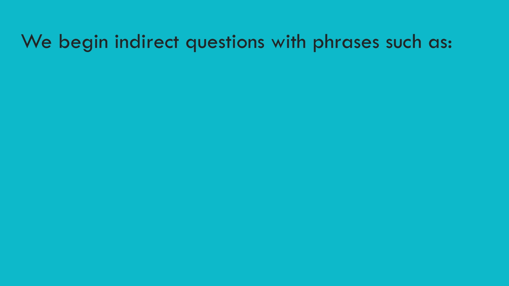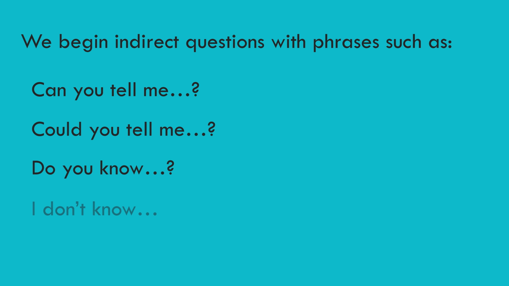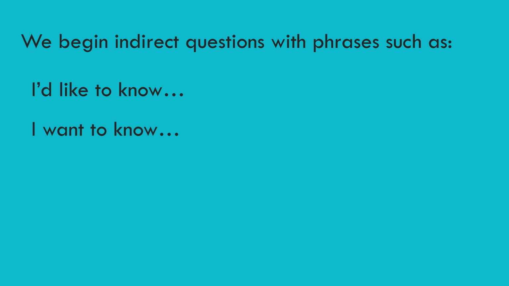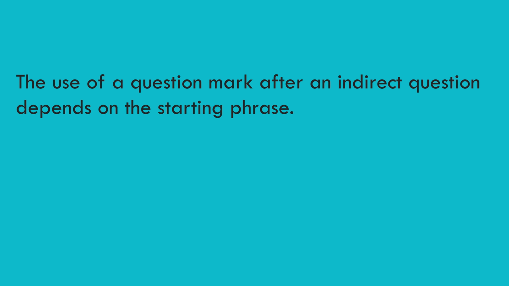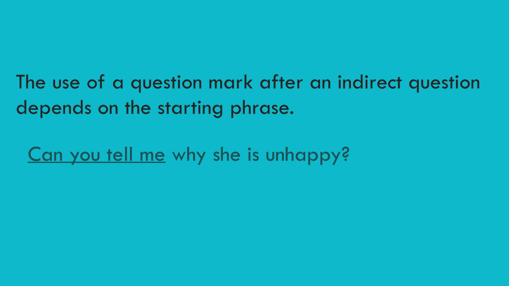We begin indirect questions with phrases such as, can you tell me? Could you tell me? Do you know? I don't know. I wonder. I'd like to know. I want to know. The use of a question mark after an indirect question depends on the starting phrase. Can you tell me why she is unhappy? I don't know why she is unhappy.